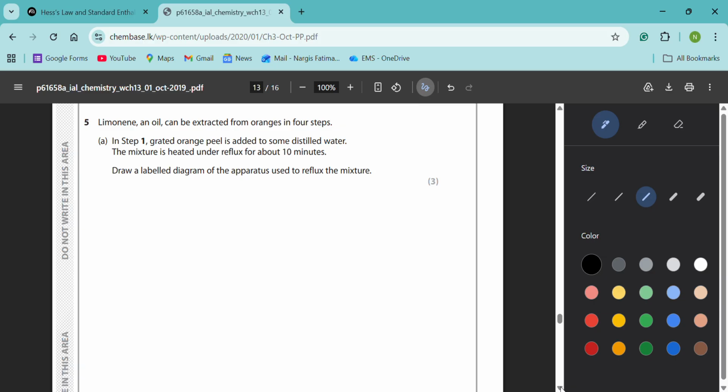Limonene and oil can be extracted from oranges in 4 steps. In step 1, grated orange peel is added to some distilled water. The mixture is heated under reflux for about 10 minutes. Draw a labeled diagram of the apparatus used to reflux the mixture. So you need to draw a labeled diagram of the apparatus.